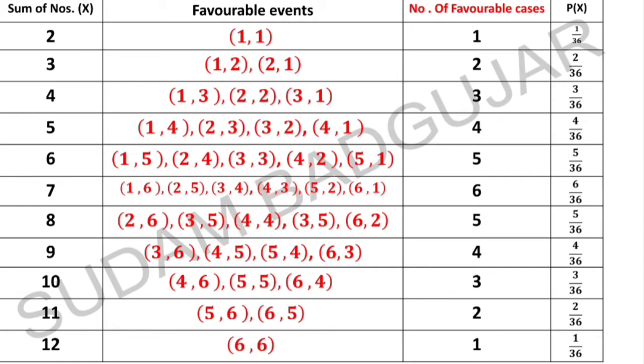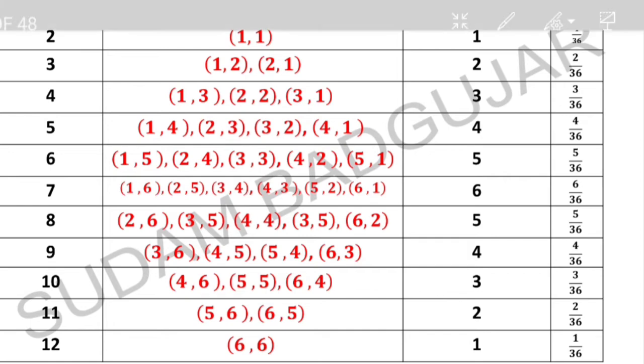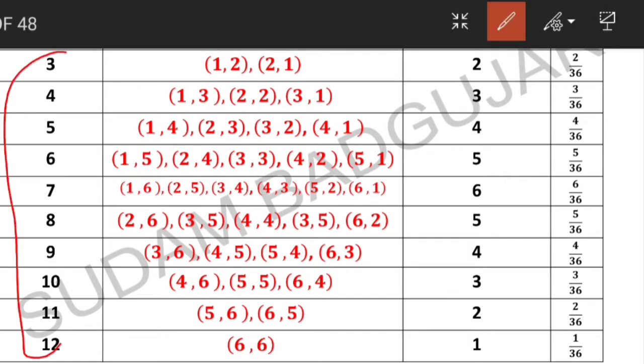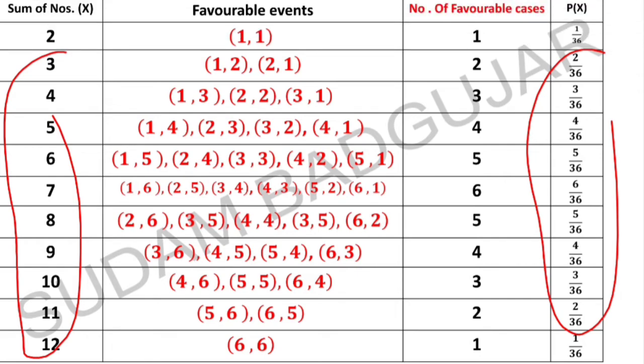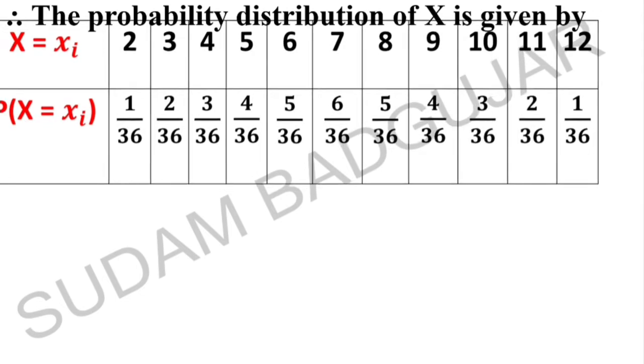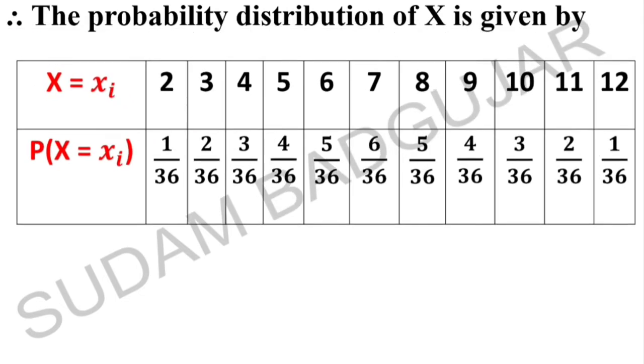You can make a table here, the values of X and their probabilities. That table is not compulsory, but for understanding you can make that table, that is the probability distribution of X, means P(X equal to xi) and their respective probabilities. Here X is 2, 3, 4, 5, 6 up to 12 and their corresponding probabilities are in this way. Okay, now we want variance.